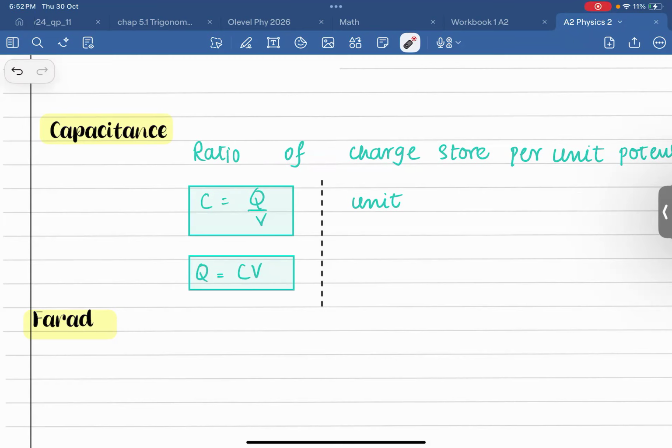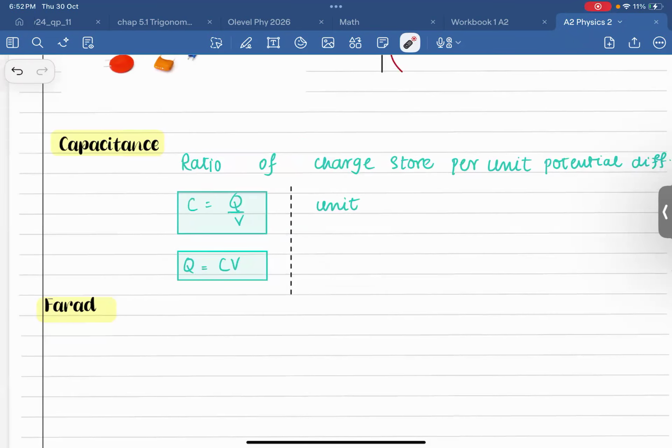Okay. Any idea? Can anyone guess the base unit or derived unit from the formula for the capacitance? Coulomb per volt. Very good. Correct. So it is coulomb per volt. Okay. Very good.